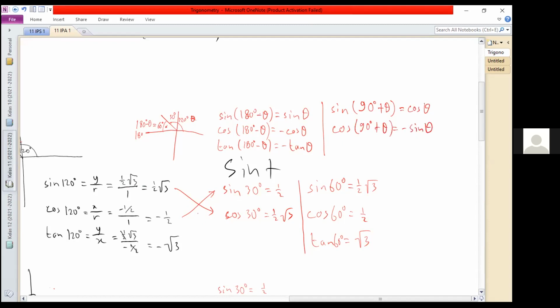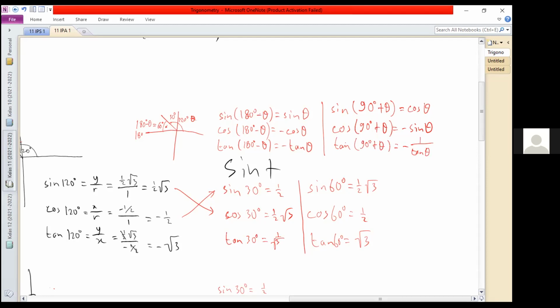Okay, and the tangent, how about the tangent? So the tangent is actually 1 over the tangent. So for the tangent of 90 degrees plus theta, this is equal to negative 1 over tangent of theta.